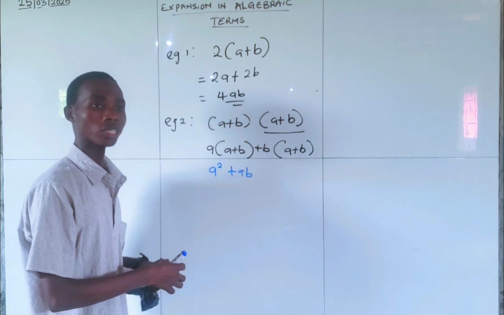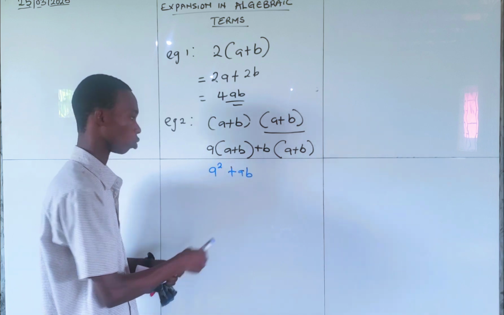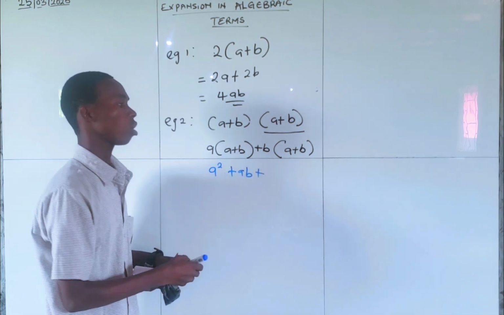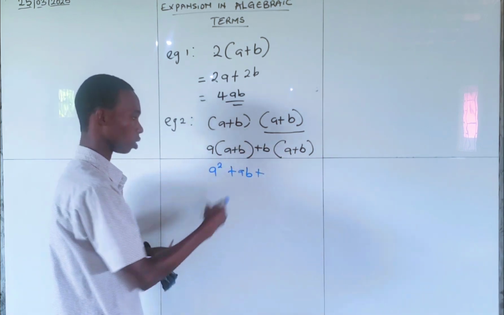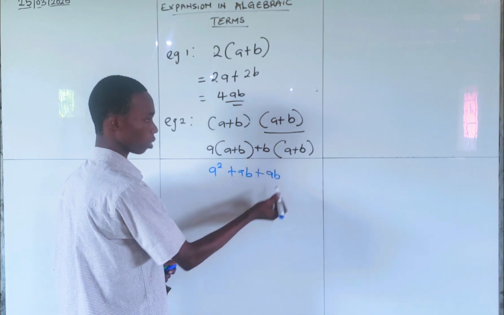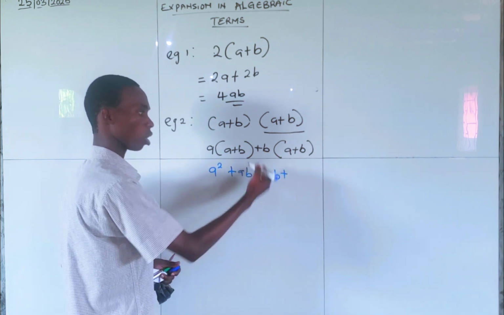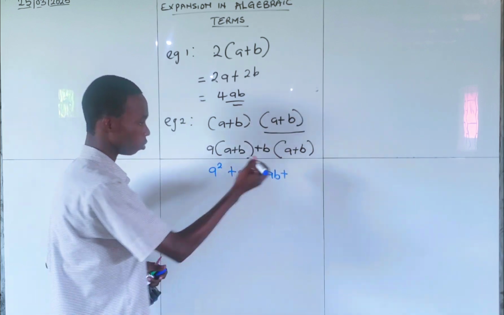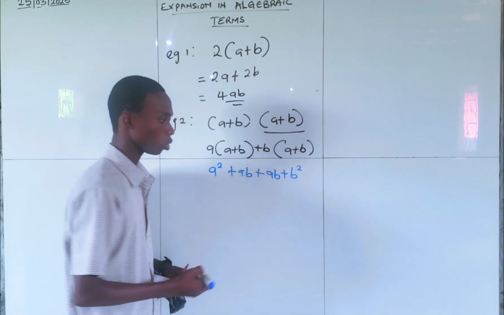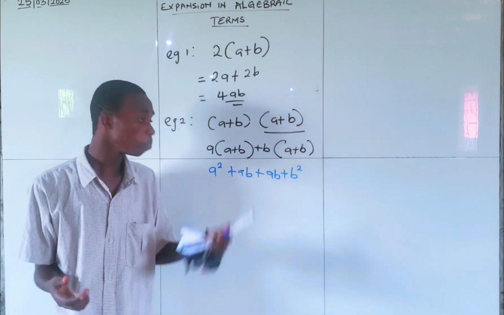And then this one is having a plus sign here, so you just put your plus b times a will give us what? It is still the same ab. Then this plus sign is still there, plus b times b will give us what? b squared, which is b raised to the power of 2.